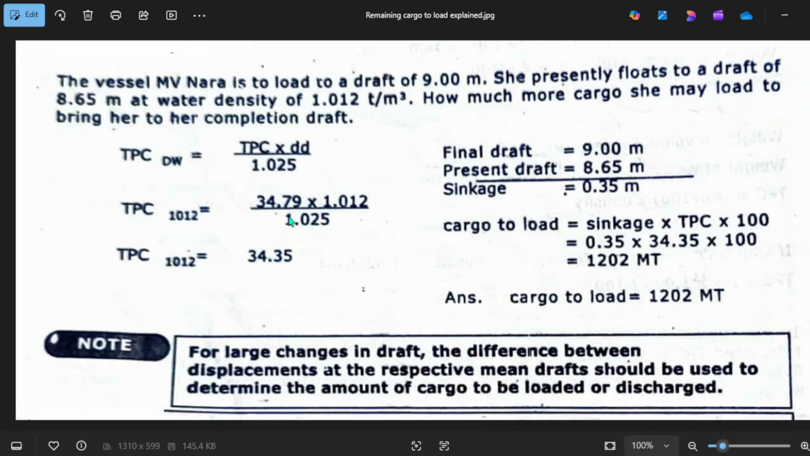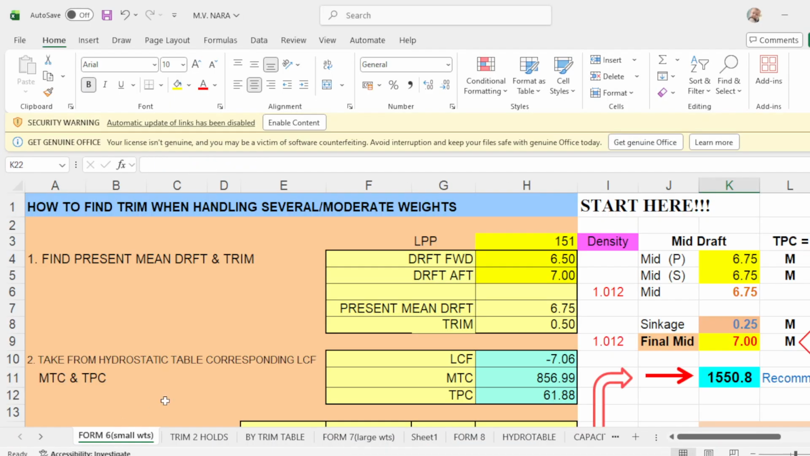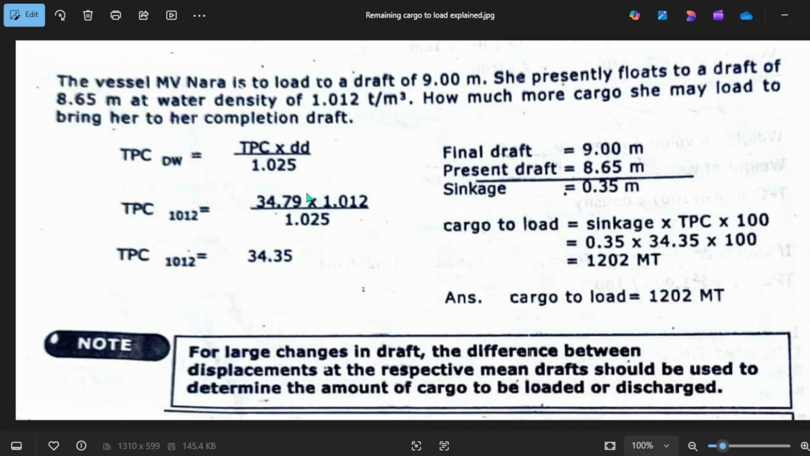So let's go to this draft, 8.65. Okay, so let's say 8.65, 34.79. Okay, so this is from the draft of 8.65 in a density of 1.012.